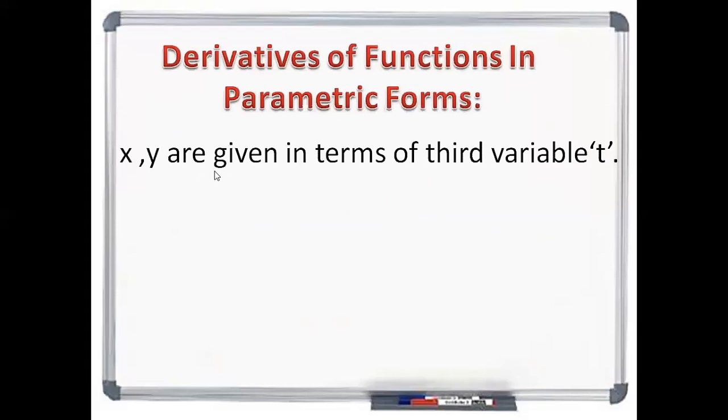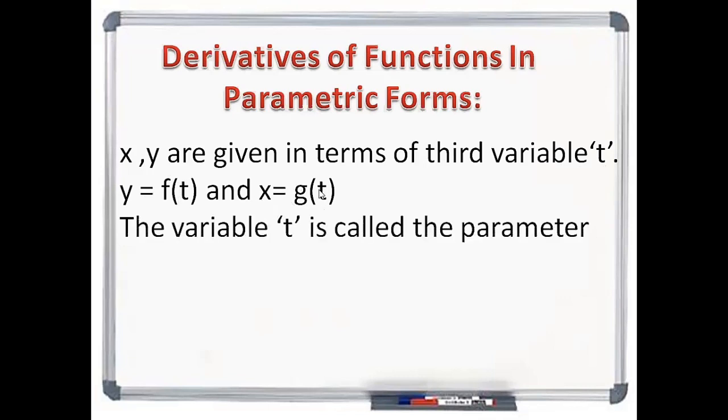x and y are two functions in a third variable t. So x equals f(t), y equals g(t). So y is a function in terms of t, and x is equal to g(t). This is again a function in terms of t, where the variable t is called the parameter.